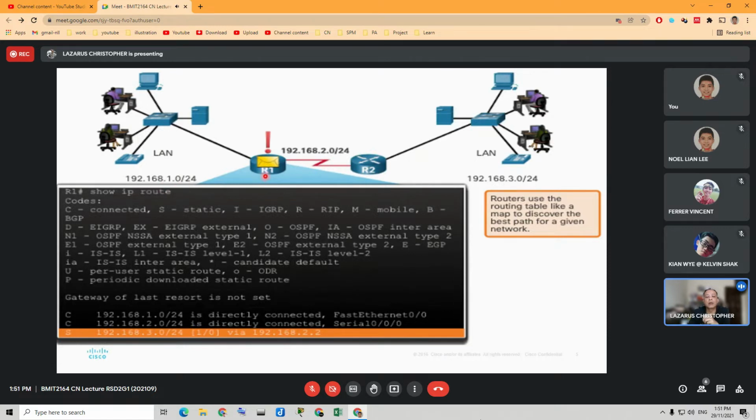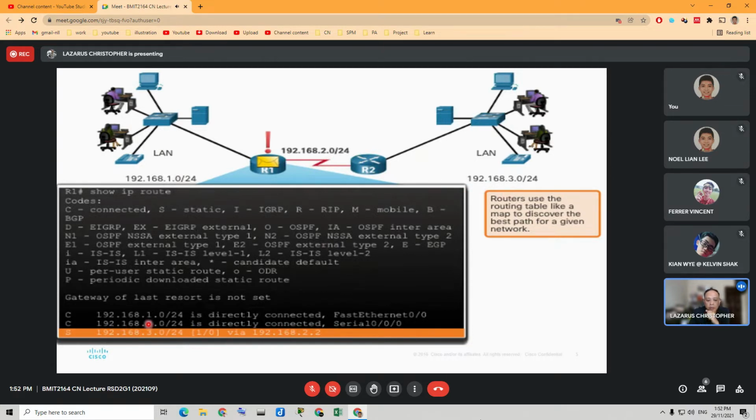So R1 will then share that information of its directly connected network with R2. They work together to build a more complete picture of the routing table, right? So let's say this router now needs to send to this address.